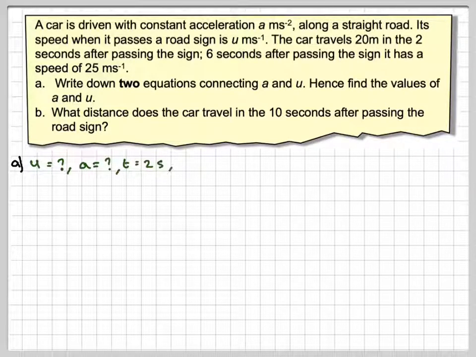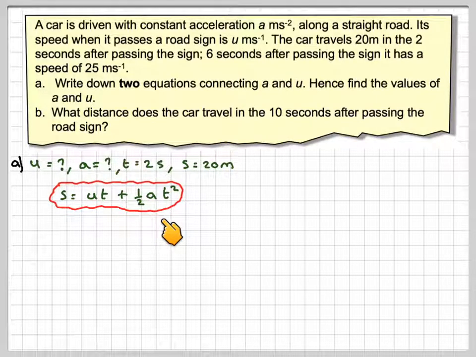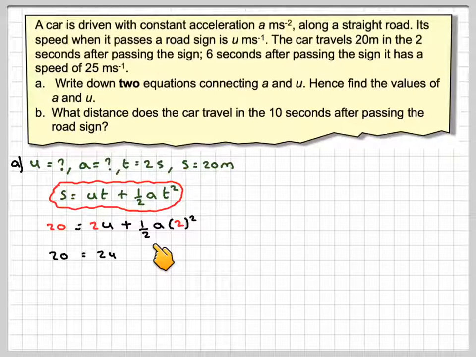So, in the first case, let's just take the information. We've got the initial velocity, which we don't know, the acceleration, which we don't know, and in 2 seconds it's going to travel 20 meters. If we use s = ut + ½at², we've got 20 = 2u plus a half times a times 2 squared. So you're going to have 20 = 2u, 2 squared is 4, divided by 2 is 2, plus 2a. All these are divisible by 2, so we've got 10 = u + a. That's going to be one of my equations.